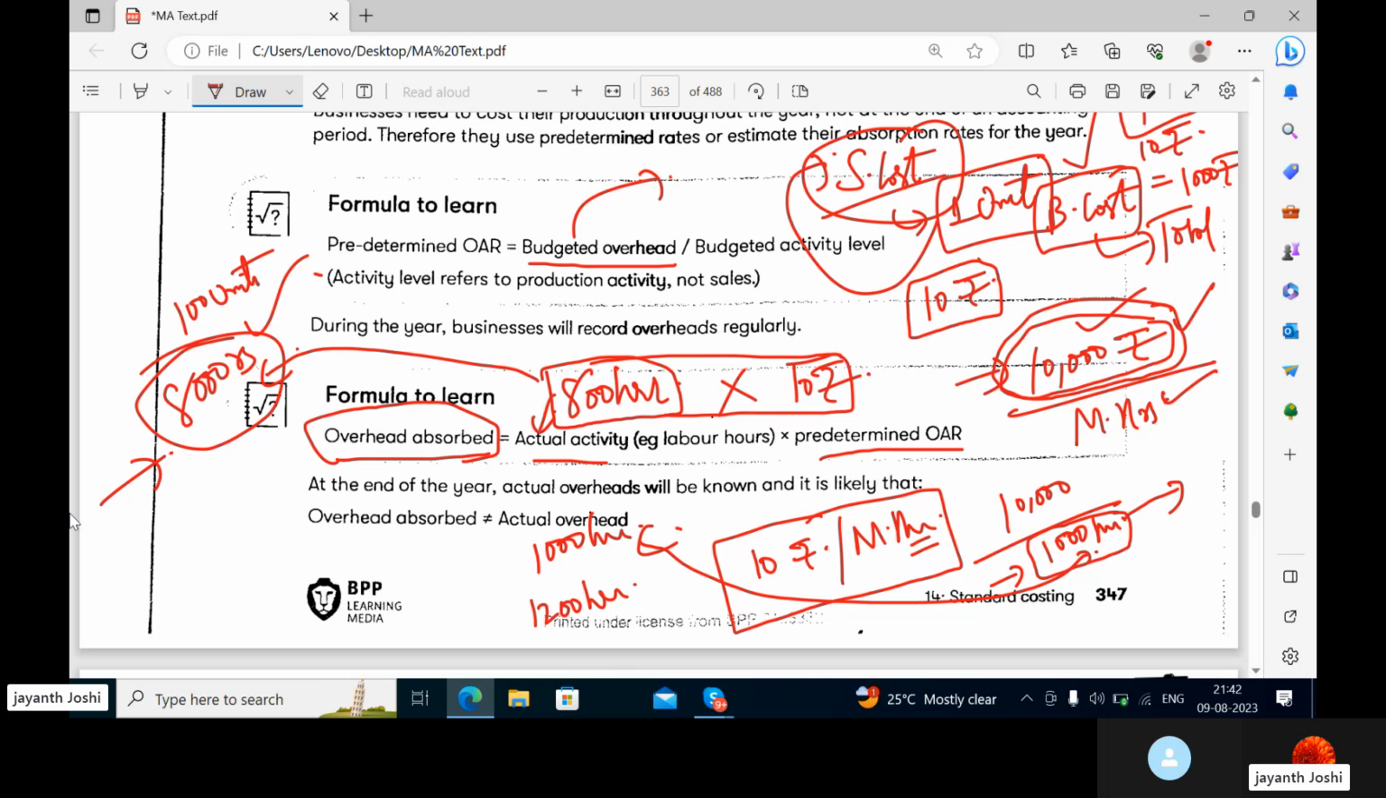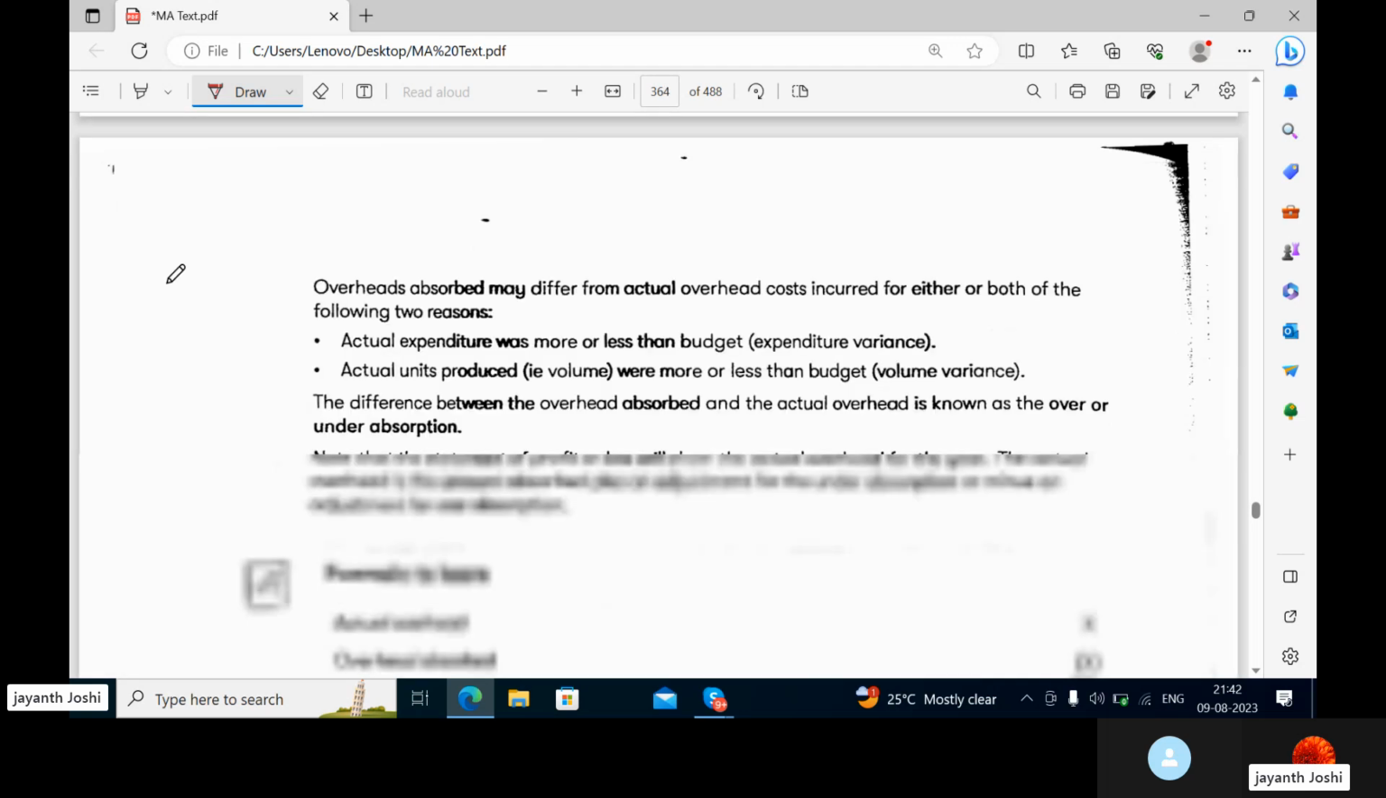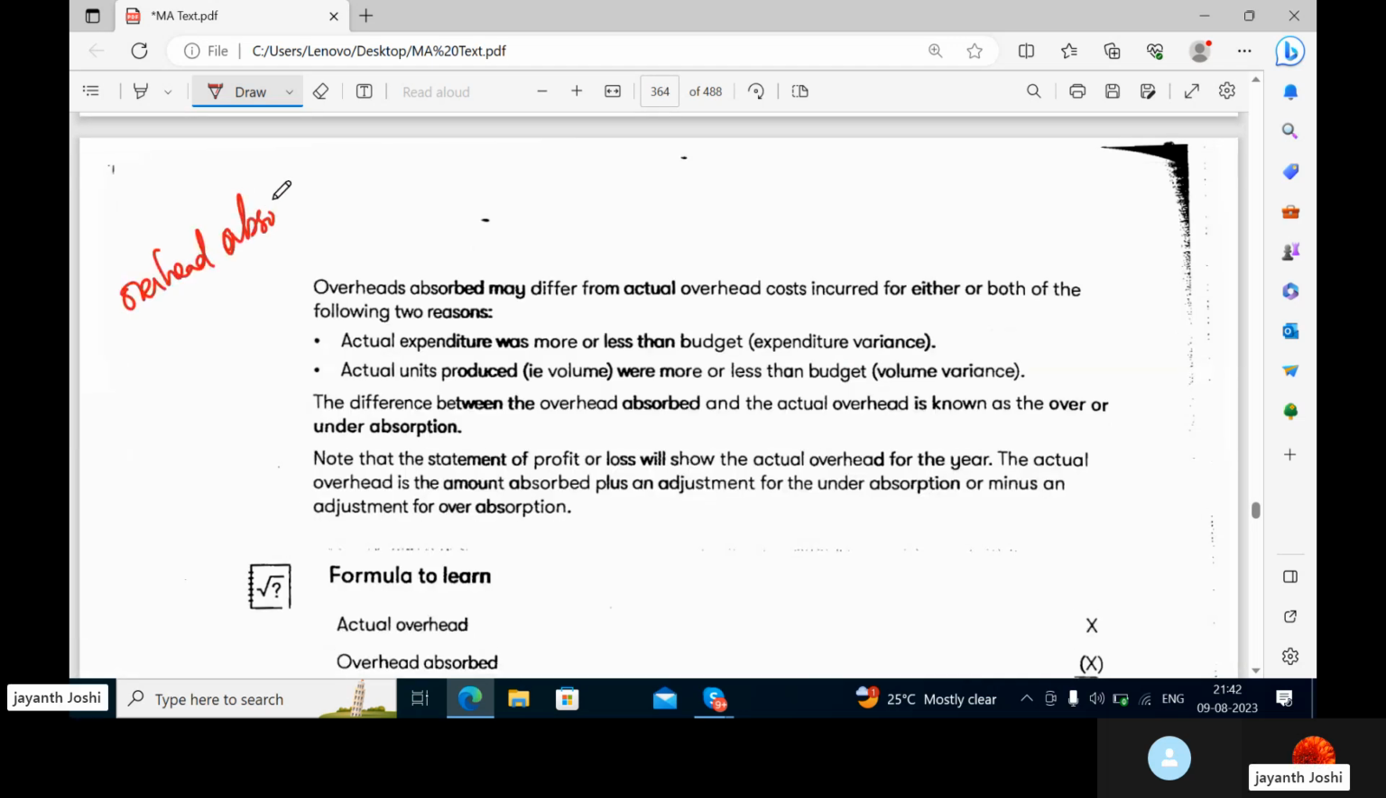So if you want to find out your overhead cost which you have incurred in actuality, you can find out with the help of overhead absorbed. Yes. How? See, first you have to find out the predetermined overhead rate. How will you do that? Budgeted overhead cost divided by budgeted activity level.